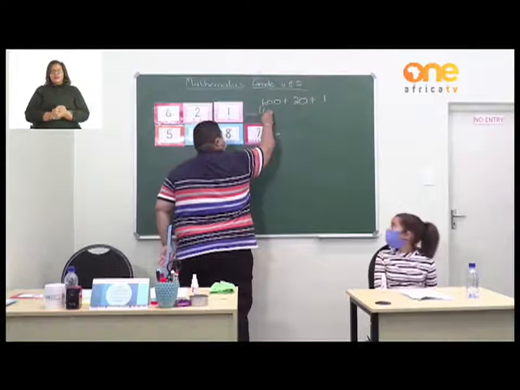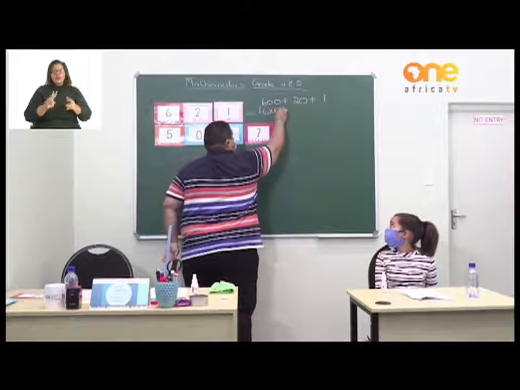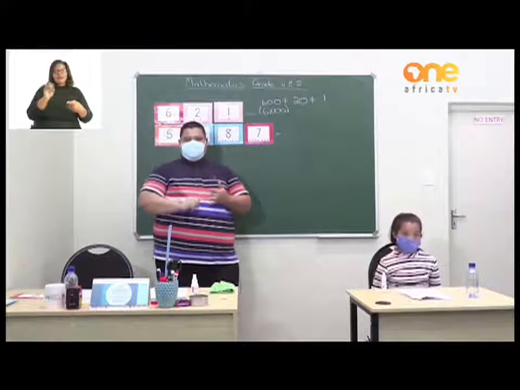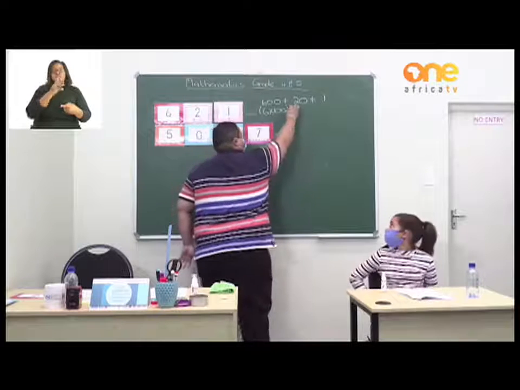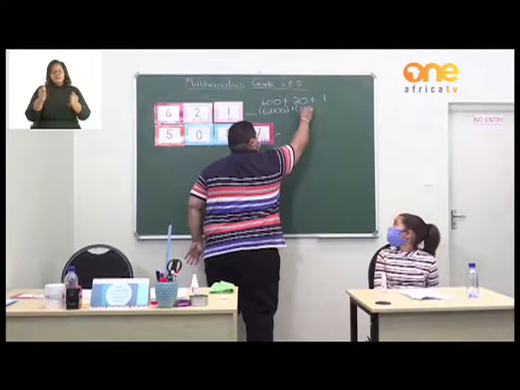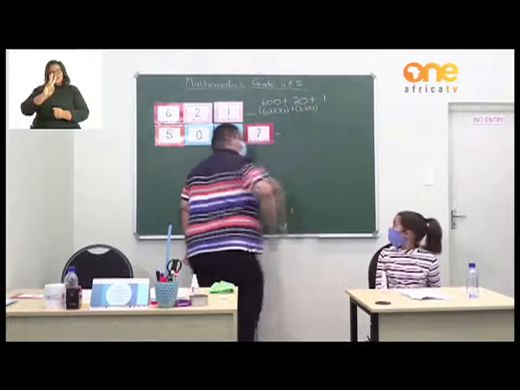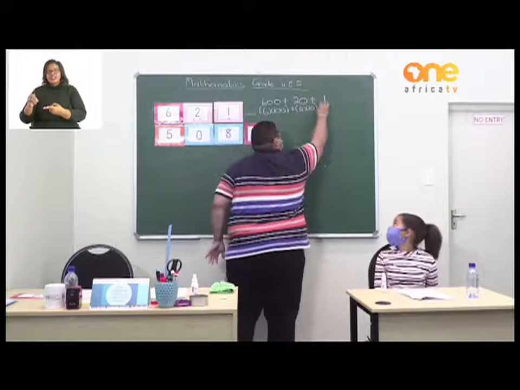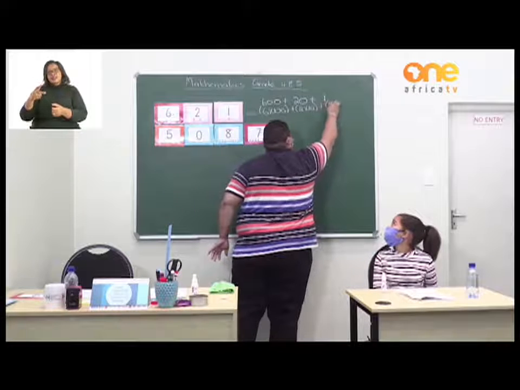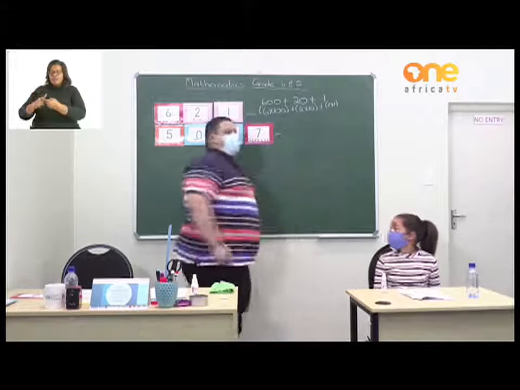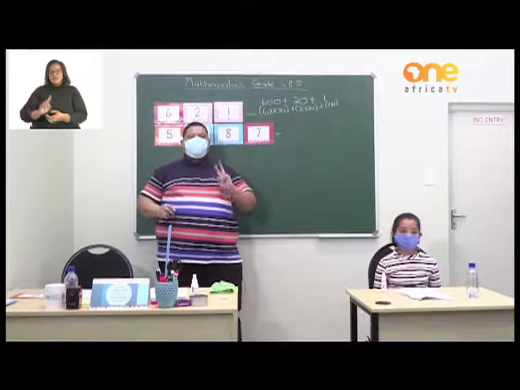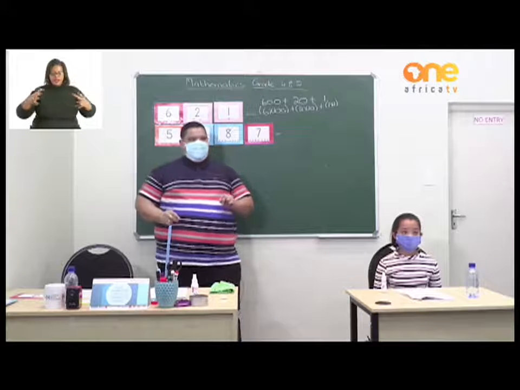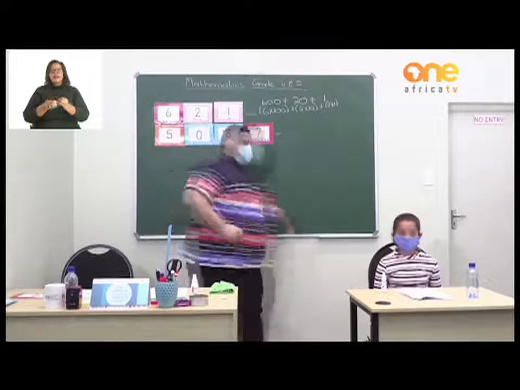We have 6 times 100, and we all know 6 times 100 equals 600. Plus 2 times 10, and we know 2 times 10 equals 20, plus 1 times 1, and 1 times 1 equals 1. So that is two ways how we can write numbers in expanded notation. Let's try our second example.